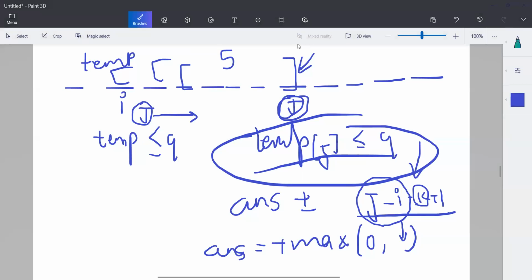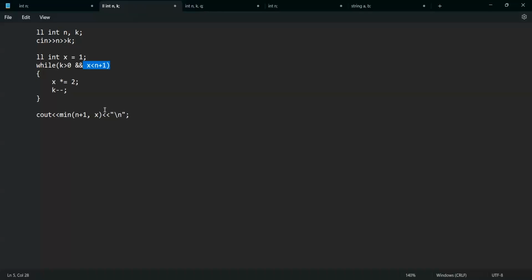Hello, sir. Yes. Sir, I had a doubt in the question before the previous one. Long will accommodate up to 2 power 64, right? Yes. So if K is greater than 64, it will overflow, no? In your implementation, I'm checking here. X is less than N plus 1. N is less than or equal to 10 to the power 9.